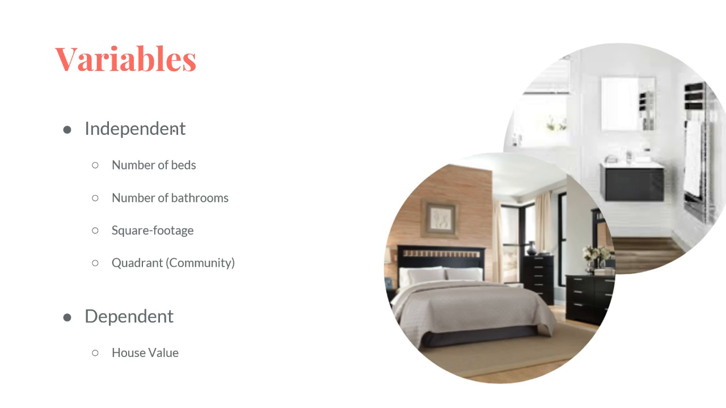So after we scraped the data, we came up with the following independent variables: the number of bedrooms, the number of bathrooms, the square footage of the house, and what quadrant the house was found in, so whether it's the northeast, southeast, southwest, etc. And our dependent variable was the house value, which is the price of the house.